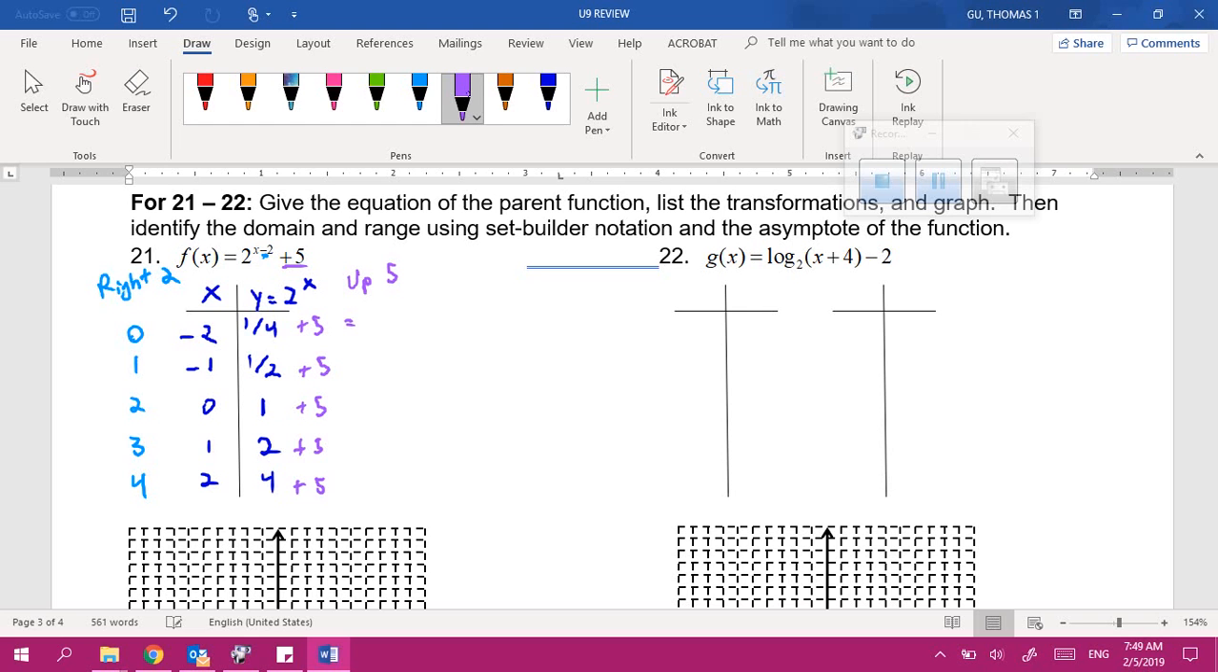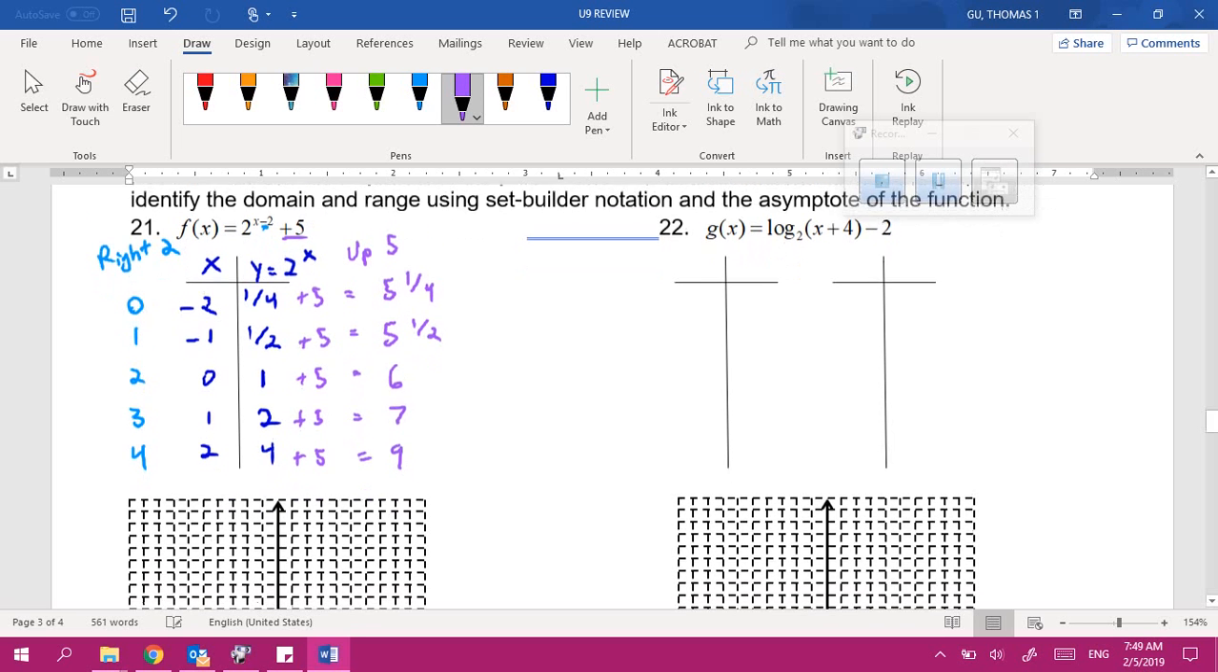Okay, what's 1/4 plus 5? 5 and 1/4, that's right. Okay, then 5 plus 1/2? 5.5, that's right. 1 plus 5 is 6. 2 plus 5? And 4 plus 5? Alright, so let's graph this thing.